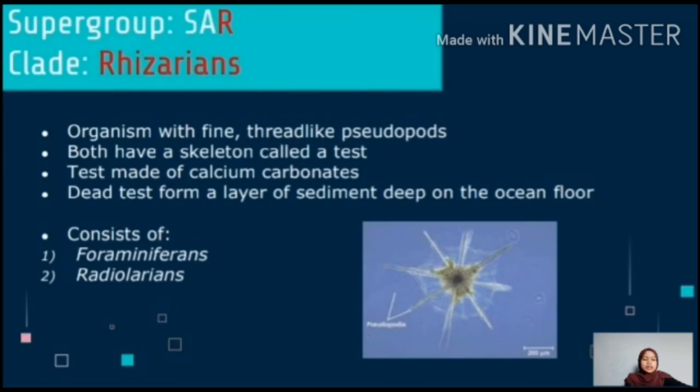Now we look at Rhizarian. Rhizarians are organisms with fine, thread-like pseudopods. Rhizarians consist of foraminiferans and radiolarians. Both have a skeleton called a test. This test is made of calcium carbonate, and it forms a layer of sediment deep on the ocean floor. The presence of tests is used as an indicator of oil deposits on land and sea.